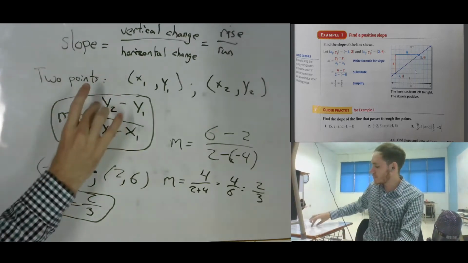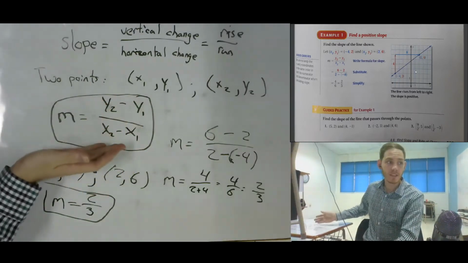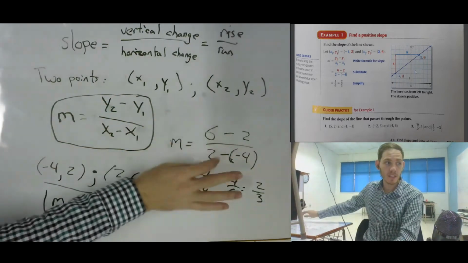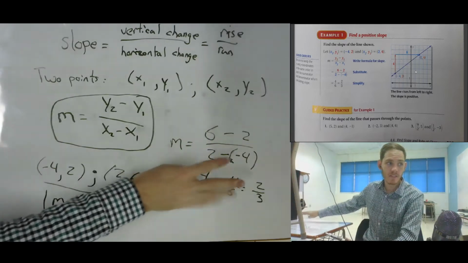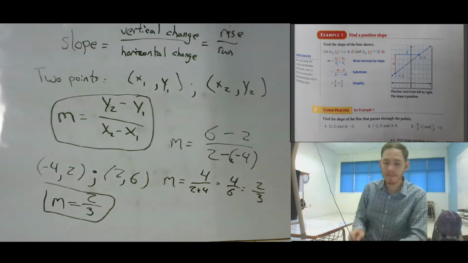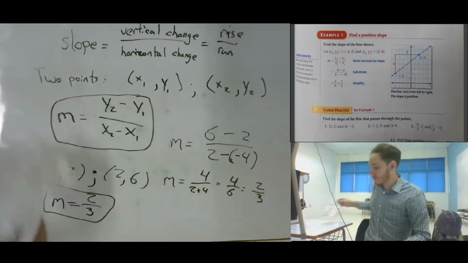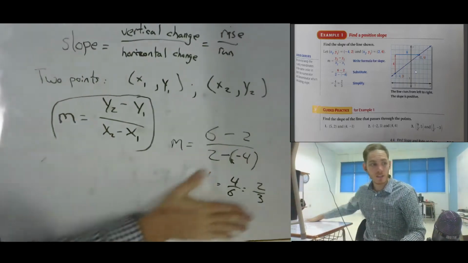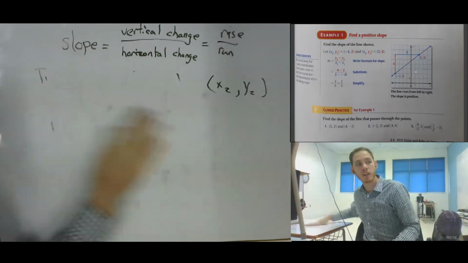So the process: make sure you plug in the right thing into the right place, then make sure you distribute the negative and then solve it. We're going to go on to do a few more problems and then we're going to go to the next section. So, slope can be positive or negative or 0.